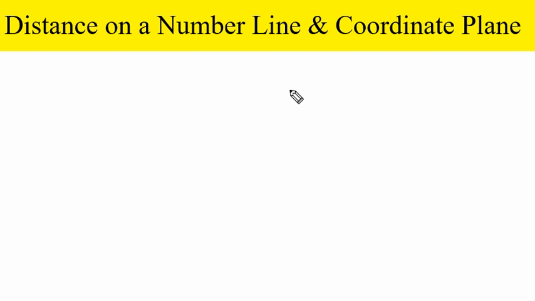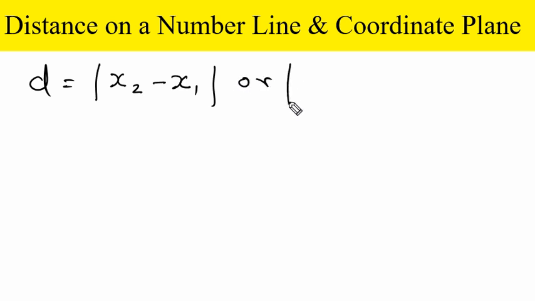In this video, I will discuss how we can find the distance on a number line and a coordinate plane. To find the distance on a number line, we have a distance formula, which is d is equal to the modulus of x2 minus x1, where x2 and x1 are the points on the number line. Or else you can also do the modulus of x1 minus x2, because distance cannot be negative, so it will always be positive.